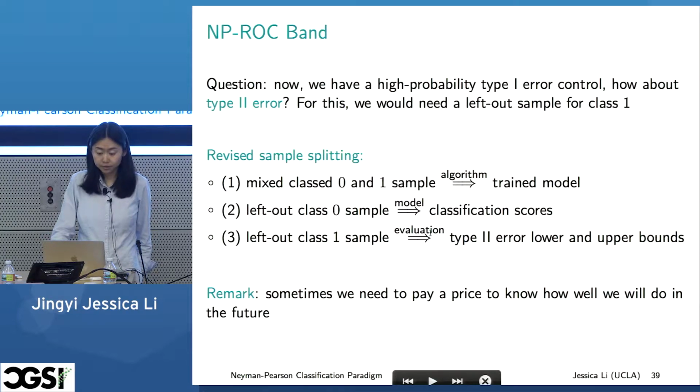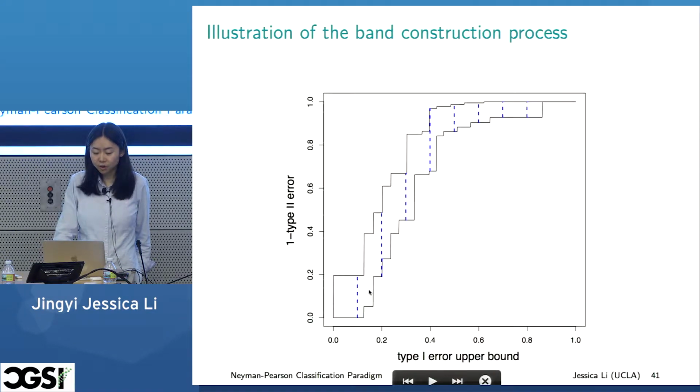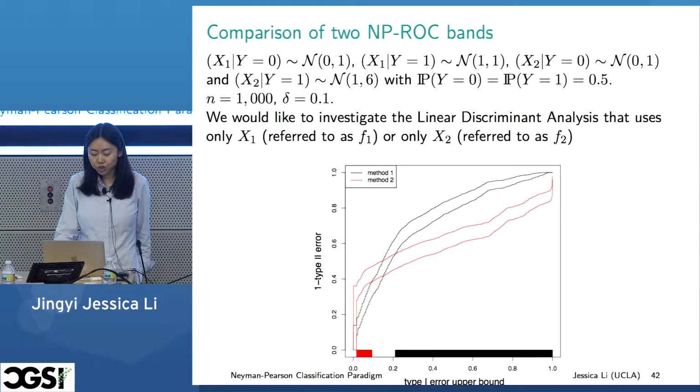How it looks is that for each classification method, as we vary the type-1 error upper bound, which is alpha, we can draw a vertical line to represent a lower bound and an upper bound of the type 2 error. Once we connect them, we get a band. We call this the NP-ROC band, which gives you the uncertainty in the training process. As a simple example, if we compare two methods using the NP-ROC band, one the red band, one the black band, we can tell in which alpha region which method is doing better. And that's NP-ROC, a very short introduction.